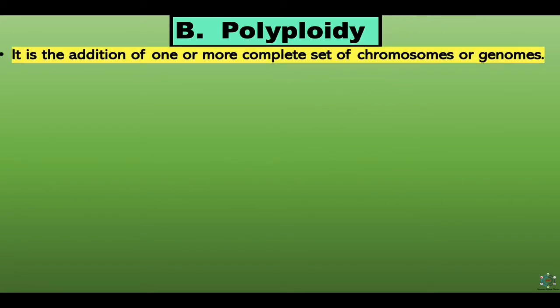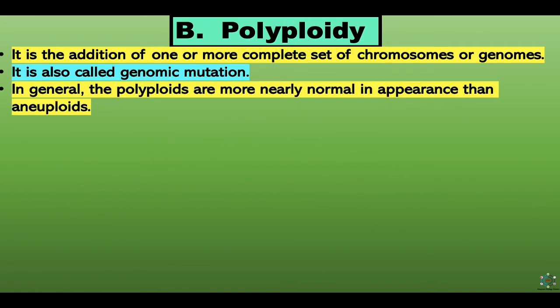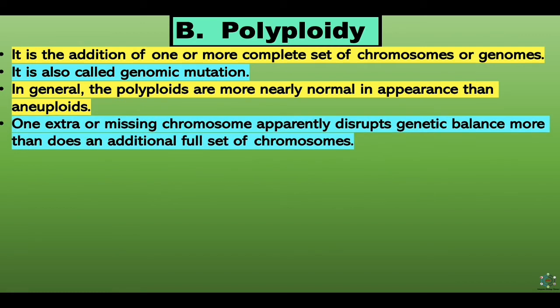Now, the next section is polyploidy. So what is polyploidy? It is the addition of one or more complete sets of chromosomes or genomes. It is also called genomic mutation. In general, polyploids are more nearly normal in appearance than aneuploids. One extra or missing chromosome apparently disrupts genetic balance more than does an additional full set of chromosomes.